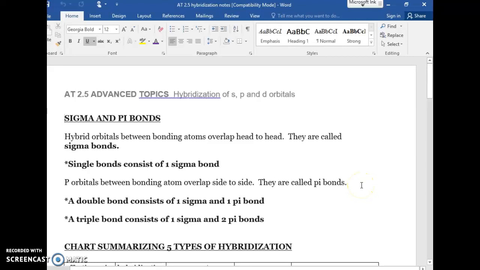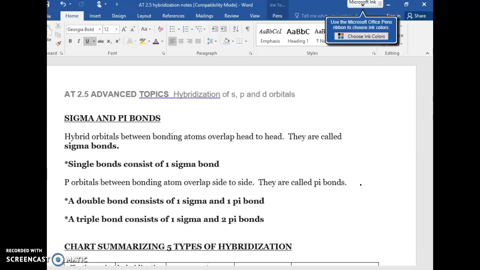Okay, everybody, this is Advanced Topics 2.5, second of the marking period. Advanced Topics: Hybridization of sp and d orbitals.